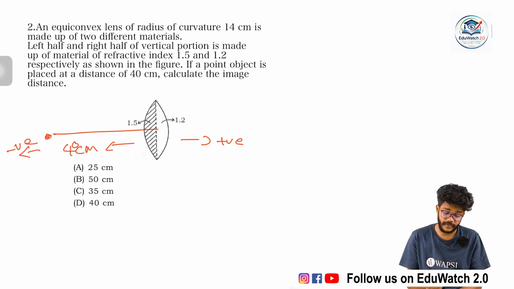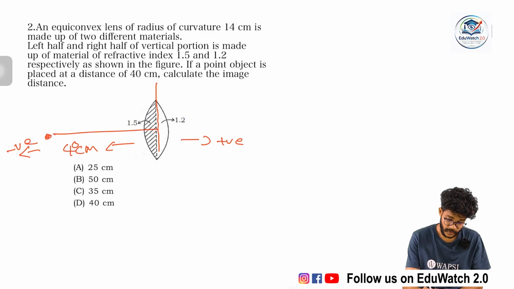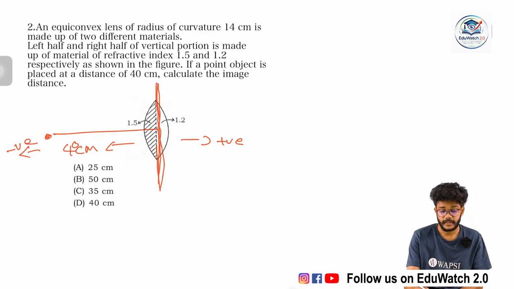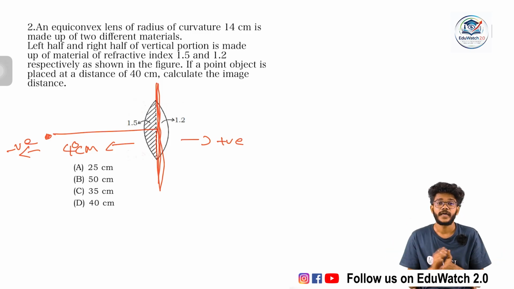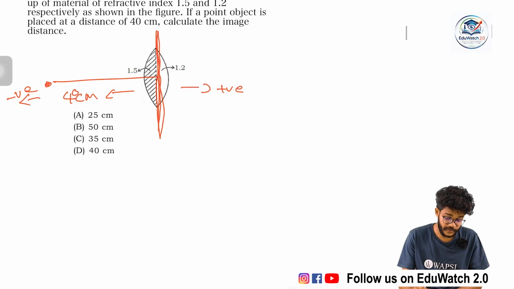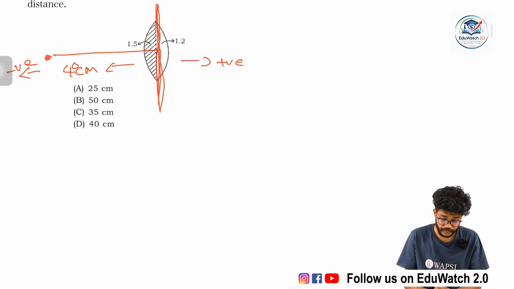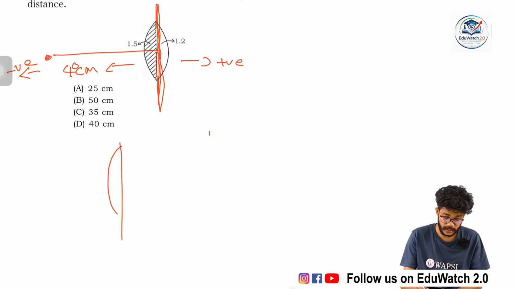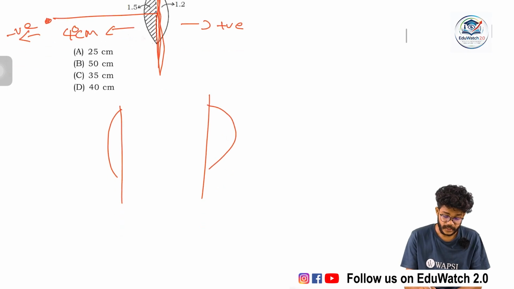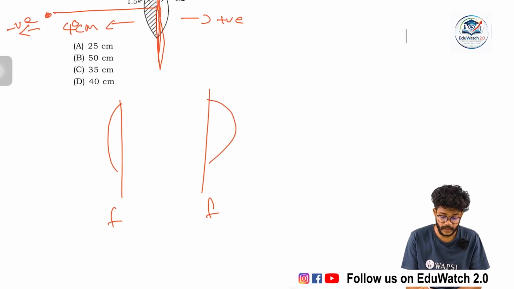Okay, actually we can cut the lens into two parts. In the one part it has a refractive index, in the other part it is air. Okay, so after cutting we have two lenses. This will be the first one and this will be the second one. So a separate focal length can be calculated for this one and the next one.